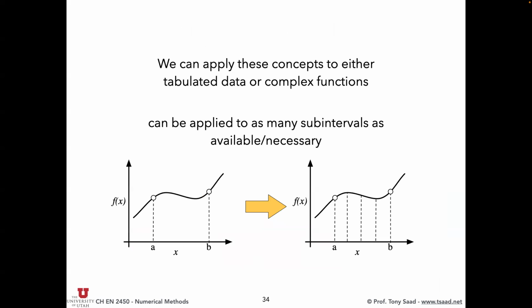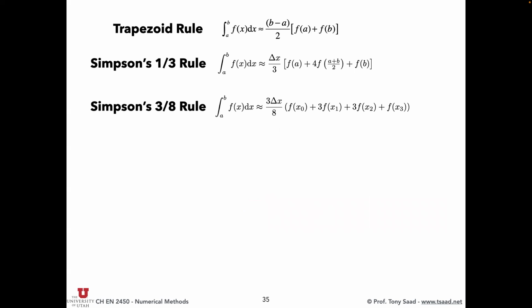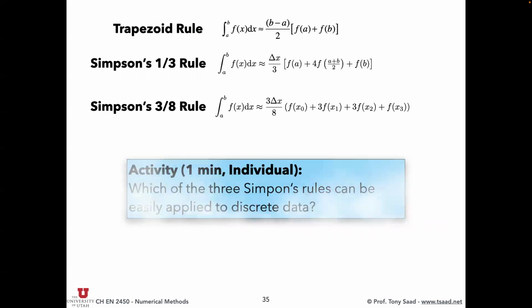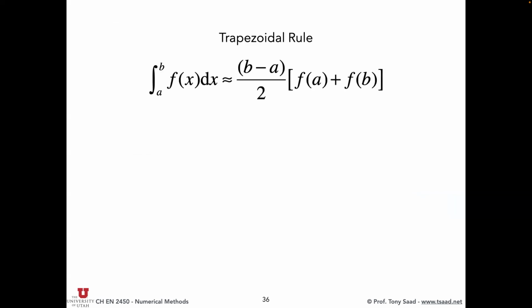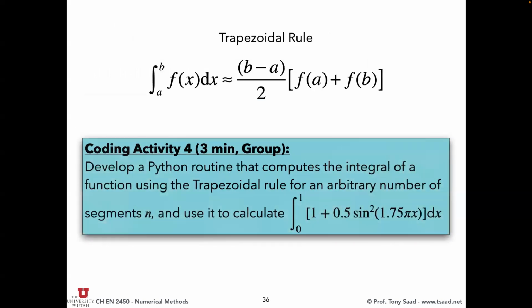So again, we can apply some of these concepts to tabulated data, but definitely to continuous data. And we already answered the question that of these 3 rules, the trapezoidal rule and the Simpson's rules, the one that applies readily to discrete data is the trapezoidal rule, because you only need the endpoints. The other ones, if it's equally spaced, then you're good to go, but you have to skip over every other point.